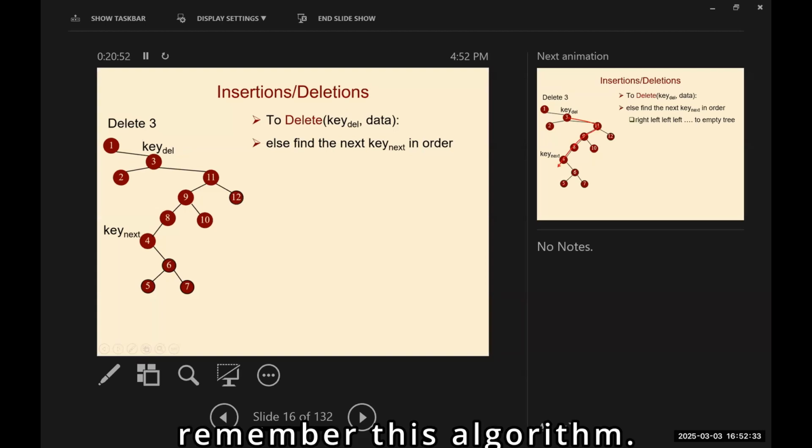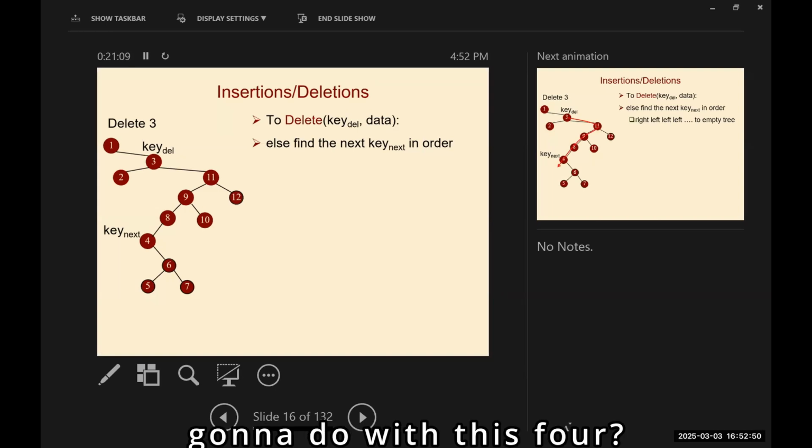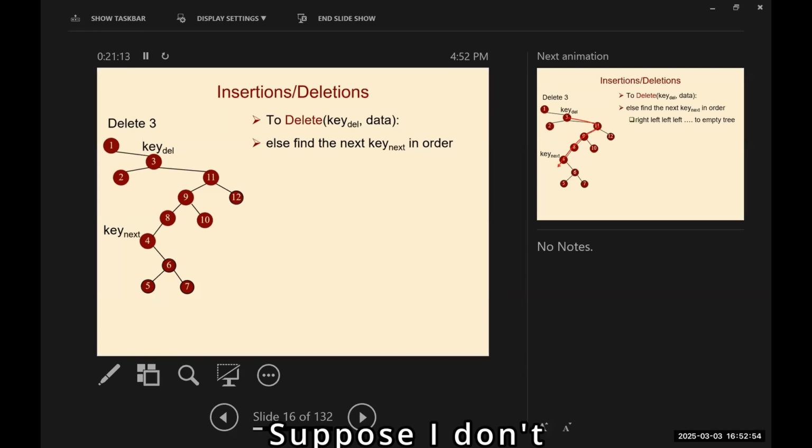So you might want to remember this algorithm. It's a good little algorithm. Go right and then go left until you get stuck, right? And you can imagine me making you code this up, right? Everybody good? All right. Now what are we going to do with this 4? Suppose I don't like 4. Can I delete the 4?